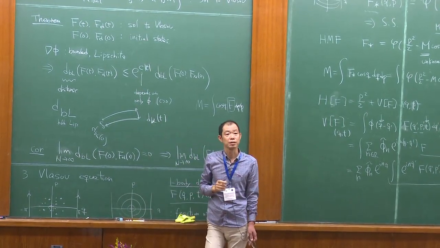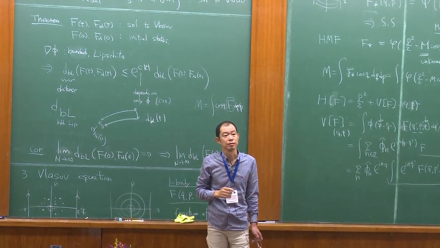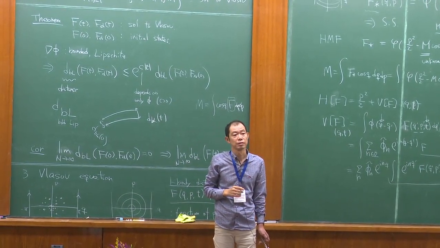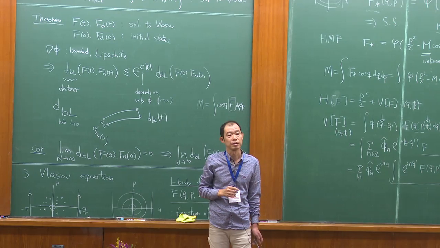Just another question. The Vlasov equation, there is the BBGKY hierarchy, right? There we cannot close the distribution; there is a hierarchy. Here there is no hierarchy. What is the reason for that?